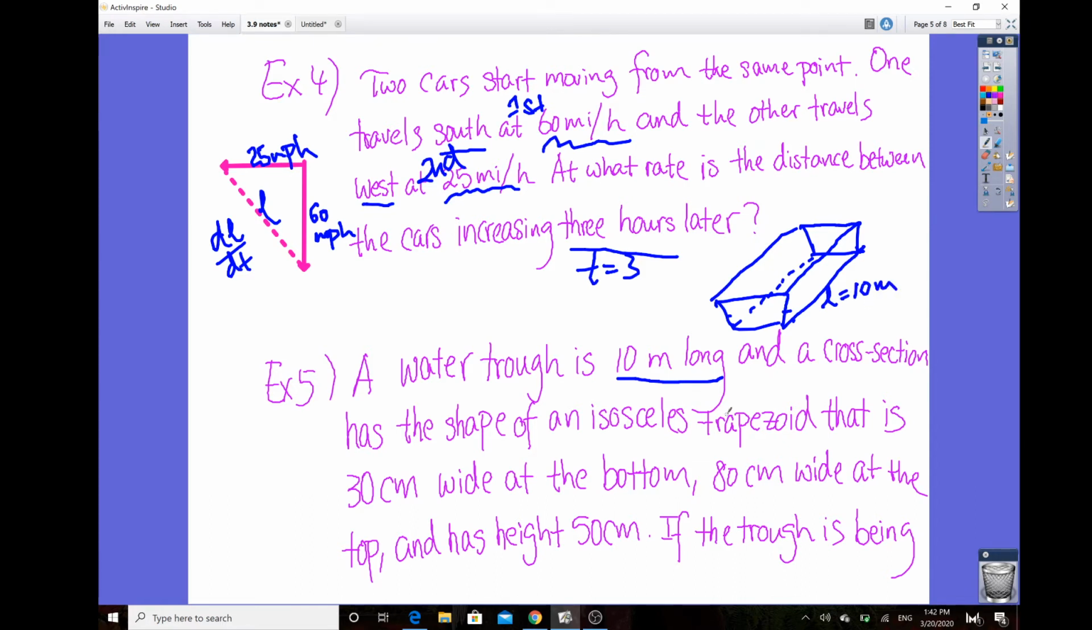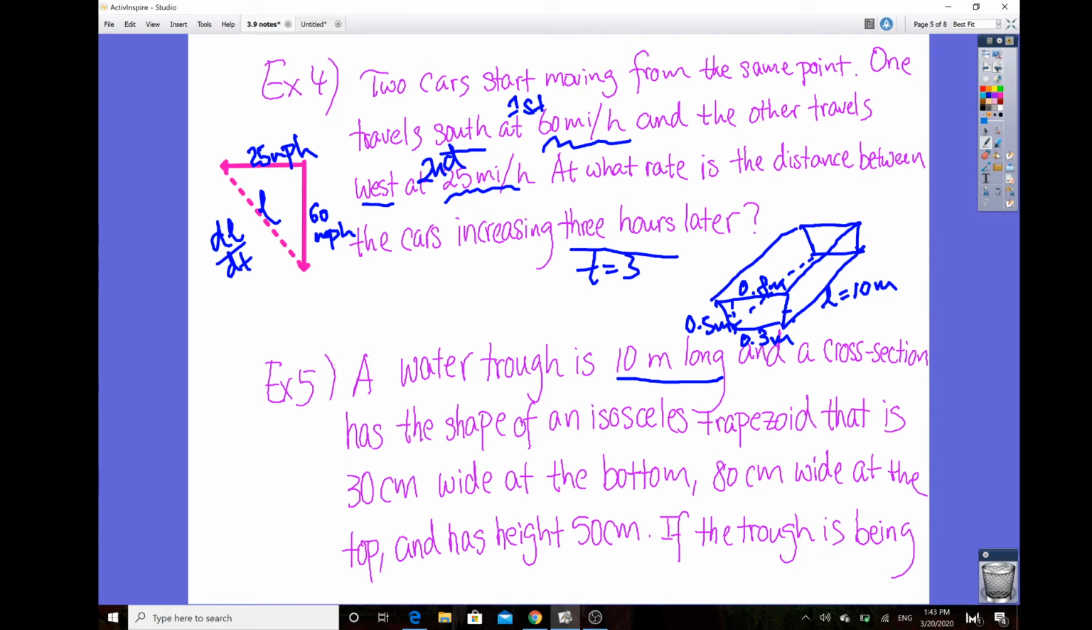Okay, so now let's see what else we have right here. 30 centimeters wide at the bottom, so this distance right here is 30 centimeters. If you convert that to meters, that's exactly 0.3 meter. And 80 centimeters wide means it's 0.8 meters wide on top. And the height of 50 centimeters means the height here is 0.5 meter. Okay, so now let's see what else we have.